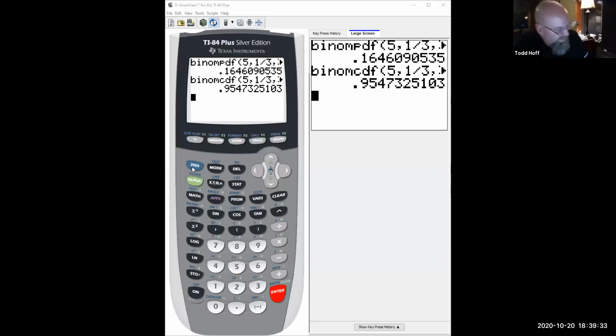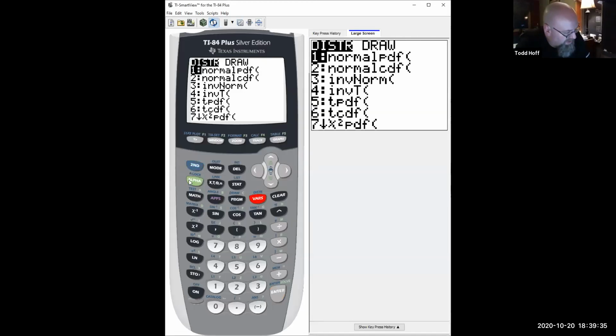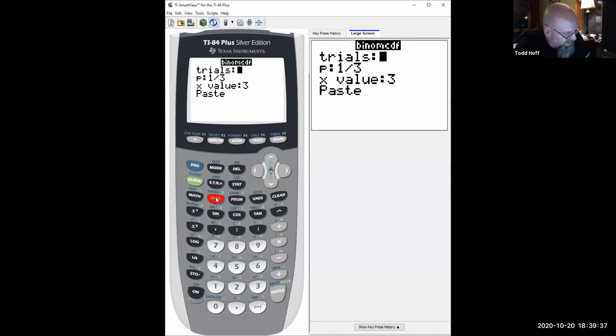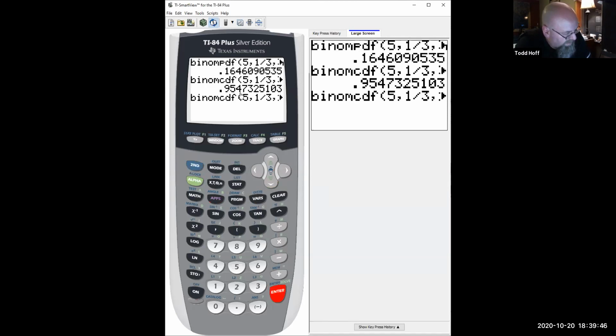Let's go to the calculator. There we go. So second distribution. Again, I'm just going to do alpha B as the binomial CDF. Still 5 trials, still probability of 1/3, but I'm going to change this from 3 down to 2. Now it's only 0.7901.